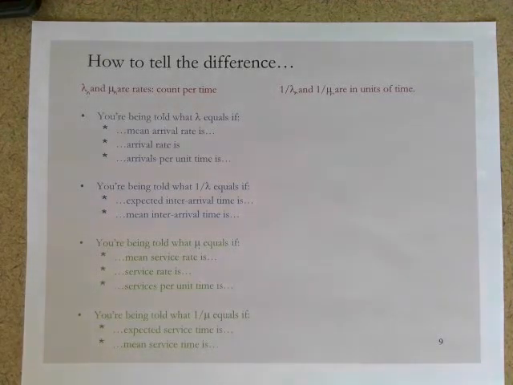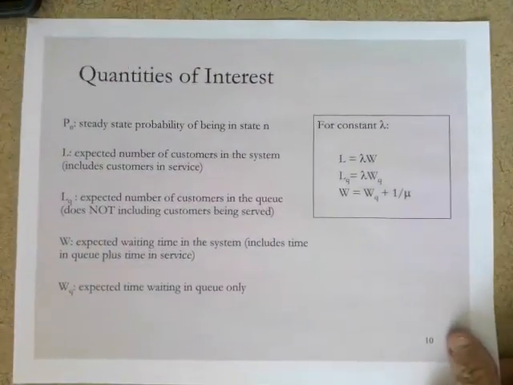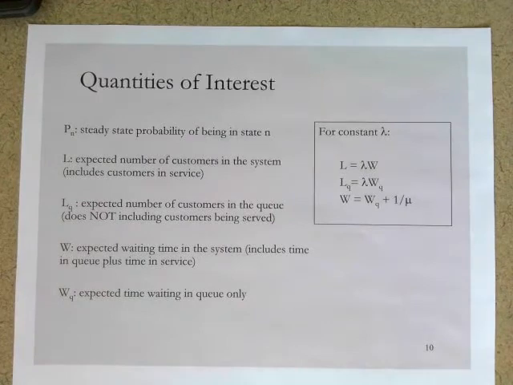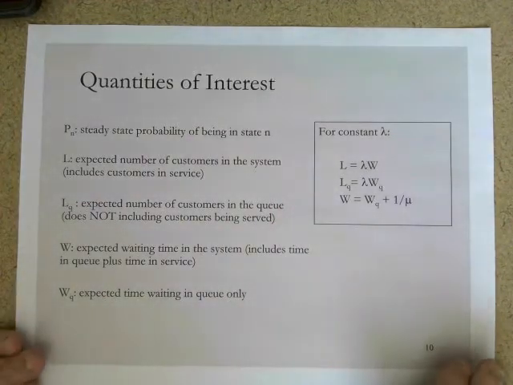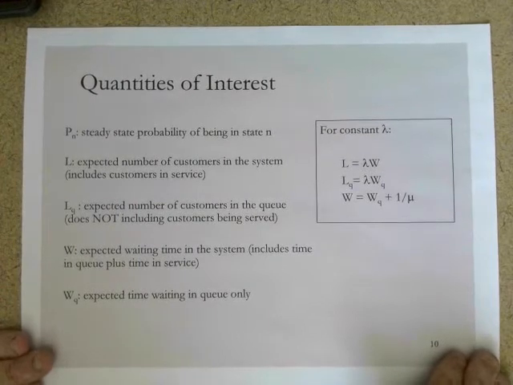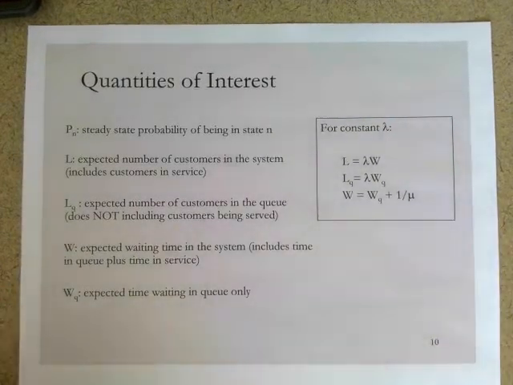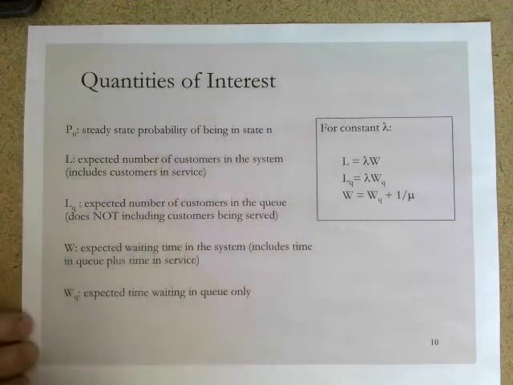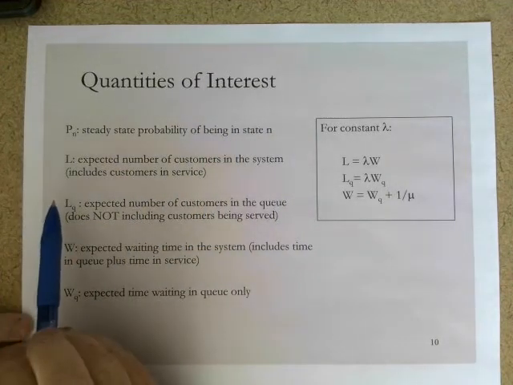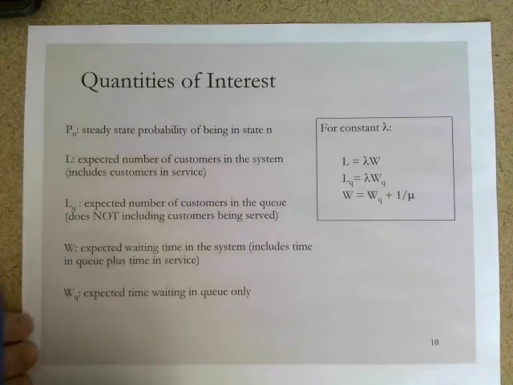What are the quantities of interest that we want to take a look at? Well, we are, as I said, going to be interested in, well, what's the probability that we are in state 0, for example? What's the probability that nobody's in the system? That means that my servers are being underutilized. So we don't want P0 in some cases to be particularly large. So what's the steady state probability of being in that state? We are interested in, and these are conventions here, L.